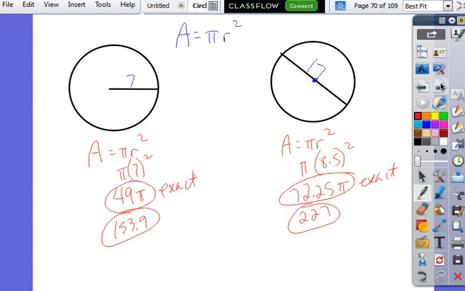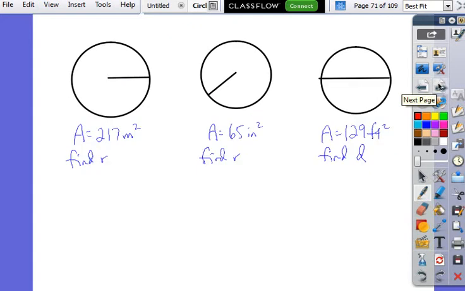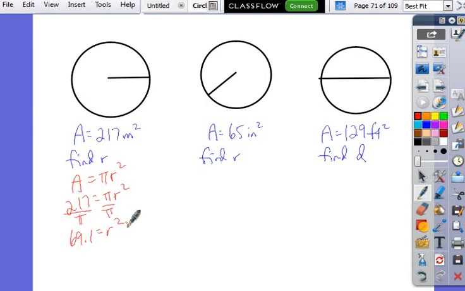If it gives you the area and says, go back and find the radius, we start with the same formula. Divide by pi first. I think it was like 69.1. And then square root that. So that was 8.3. All right, come over here to the last one.